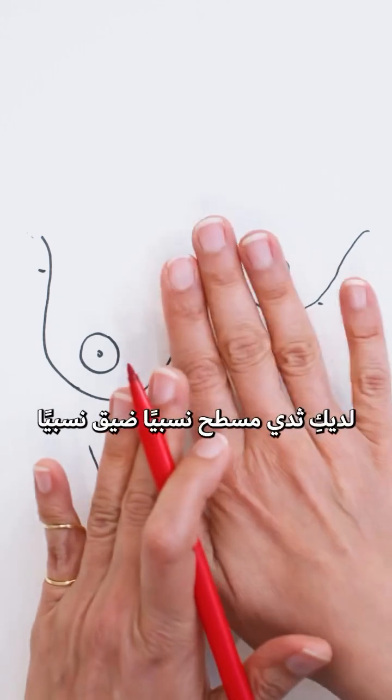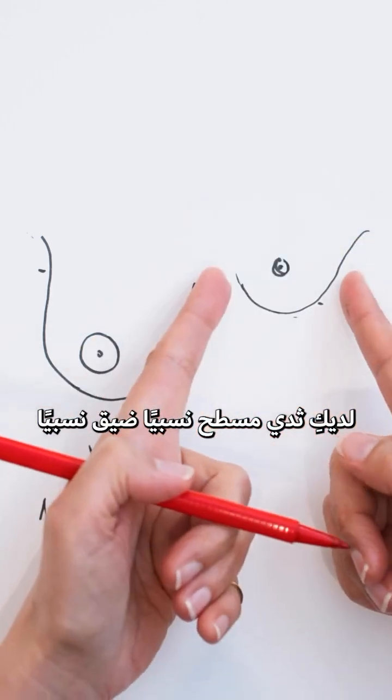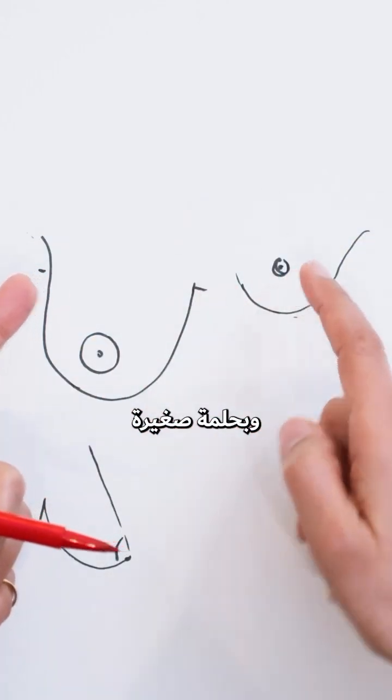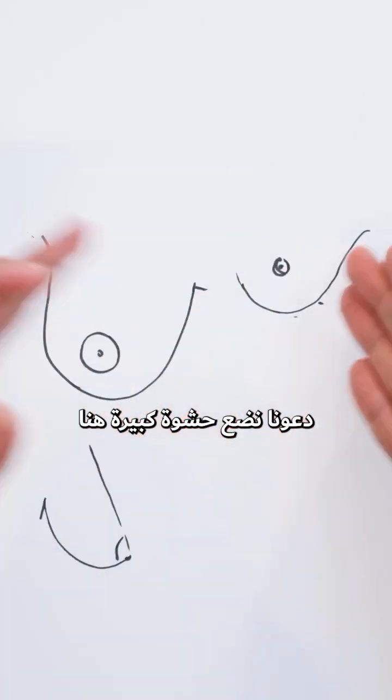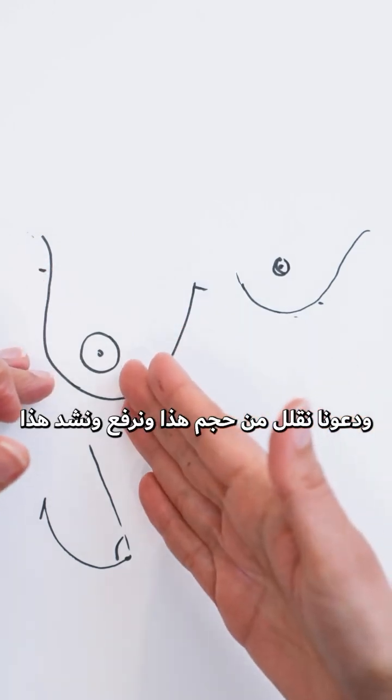You've got a left breast, it's relatively flat, it's relatively narrow, and with a small nipple. And on the right side, you have a wider breast that is sagging with a much bigger areola. So the idea obviously would be, let's put a big implant here and let's just reduce this and lift this.